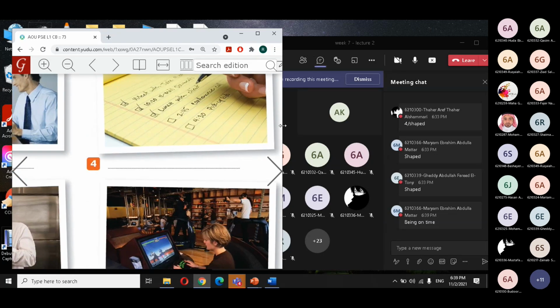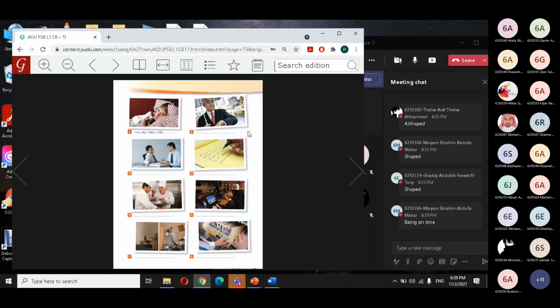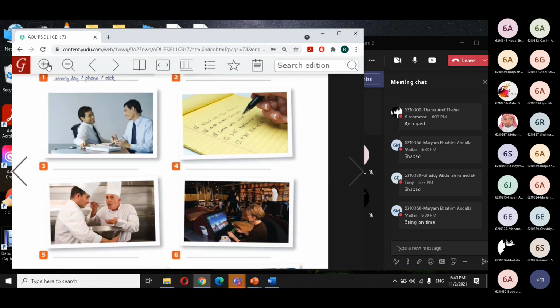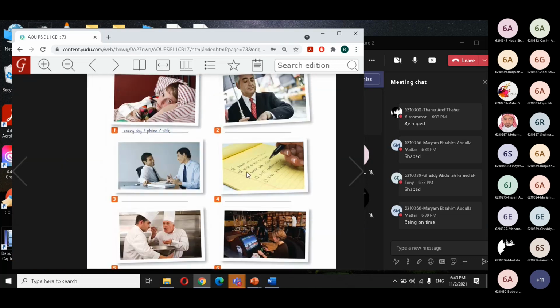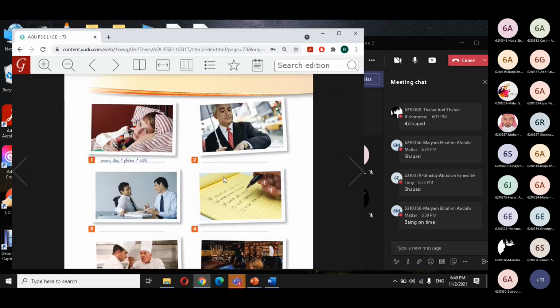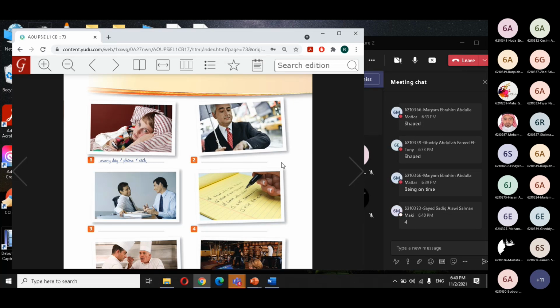Here, we have 8 pictures. Each picture gives us an idea about how to be a good employee. Okay? So, can you get the idea of the first one? What does it mean? Every day phone sick. Can you know what it means? What is the advice? Forget about number 1.